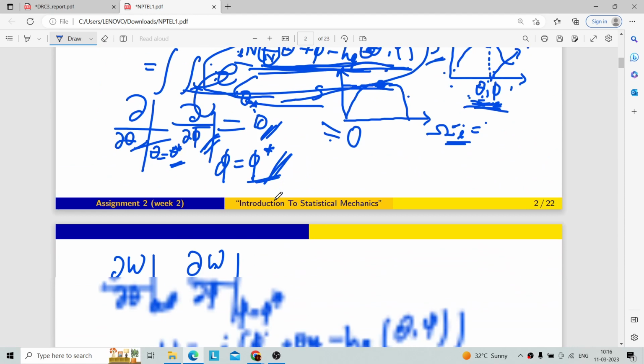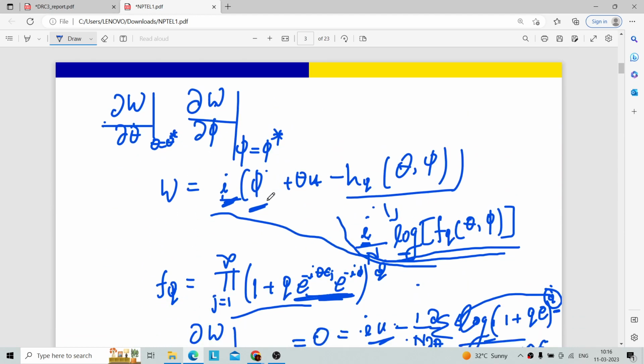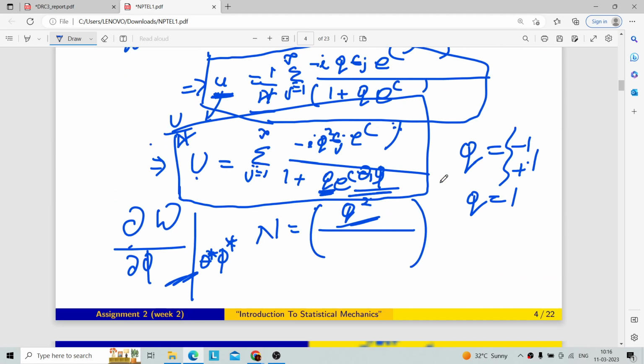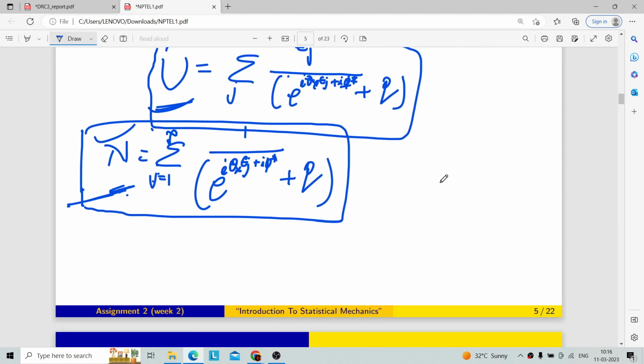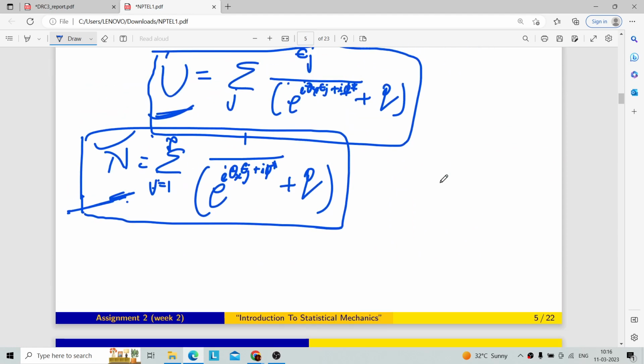So we had w in this form. If you try another way, if you try to find other variables like temperature and chemical potential, one second.